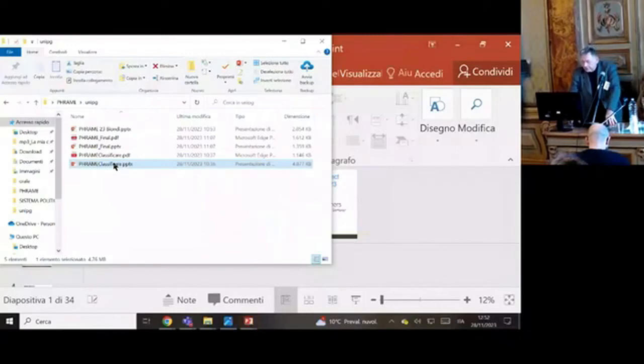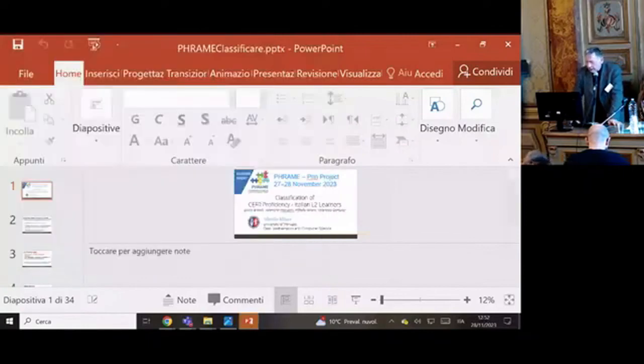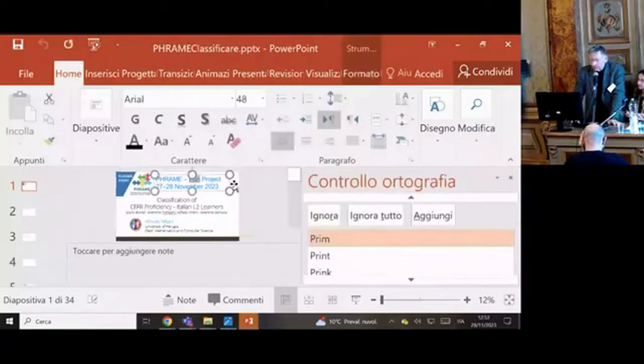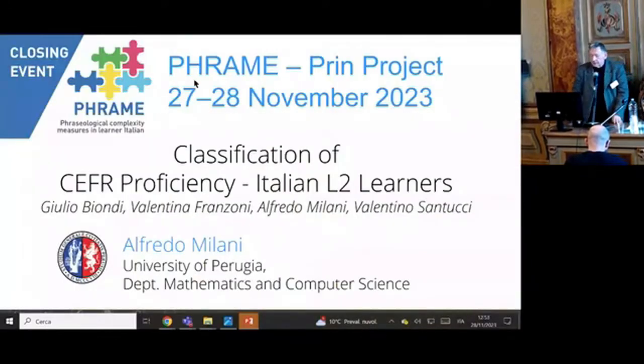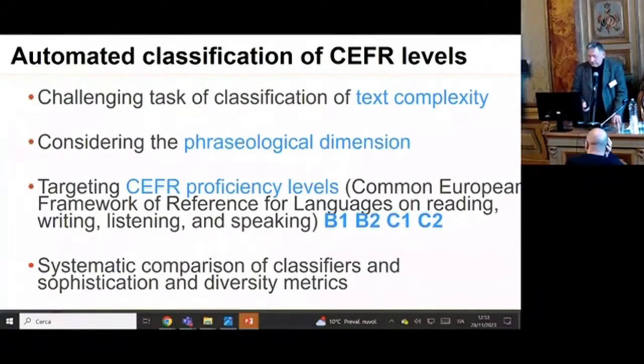Okay, my talk will be very short. I will recap some of the experiments we have done in the field of automatic classification of L2 learners according to the CEFR proficiency level, as many people have mentioned in this conference. Of course, we consider only the levels encoded in the CELI corpus: B1, B2, C1, C2.